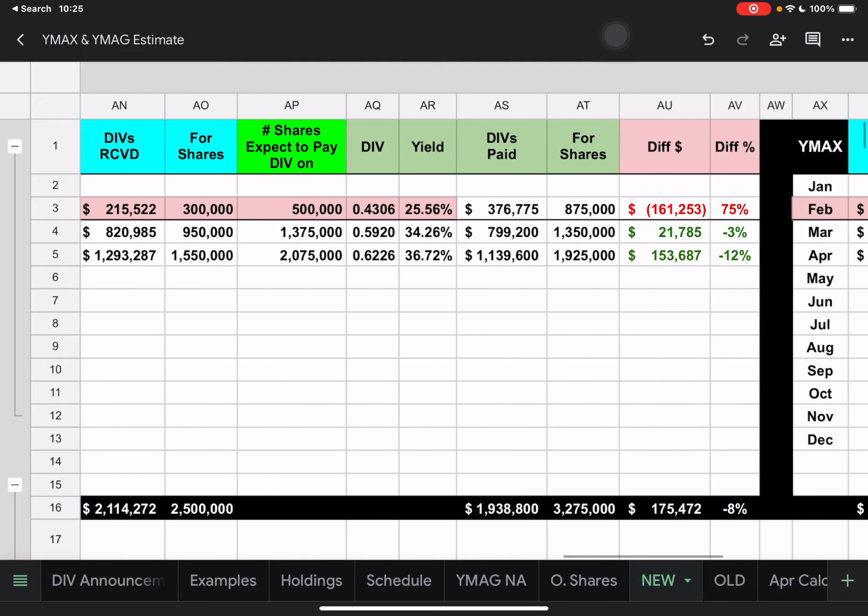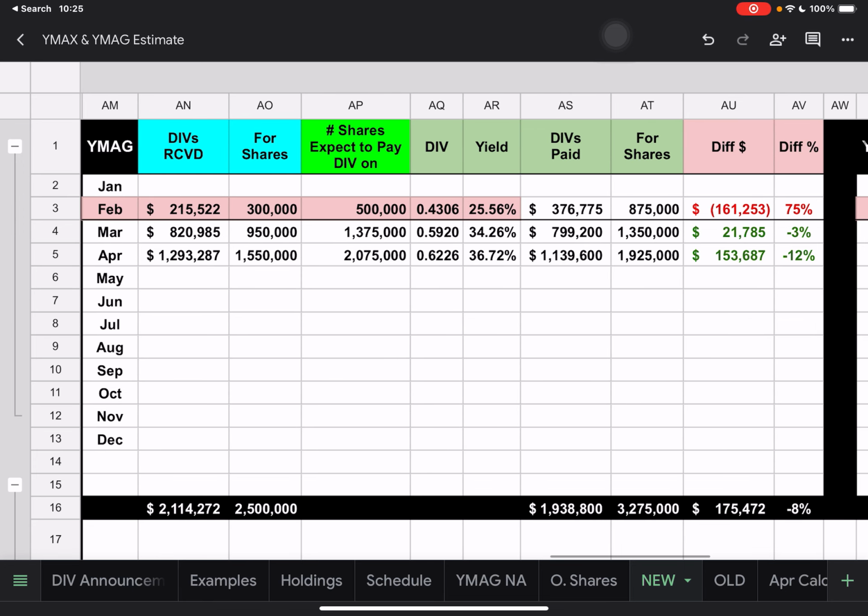Unlike over here, when we were looking at YMAG, they ended up only having about 21,000 left over. So they made a bigger buffer. Of course, in this case, for YMAG this month, nobody bought in.